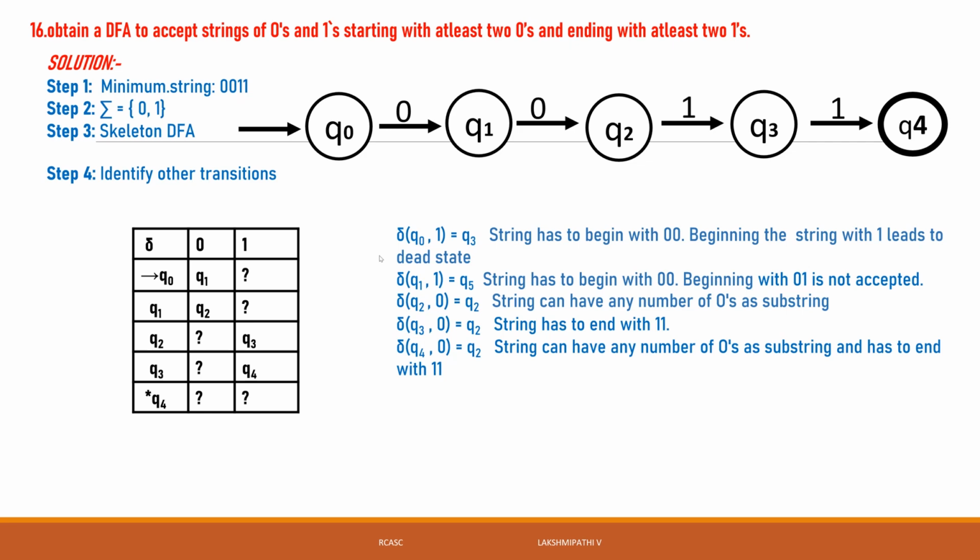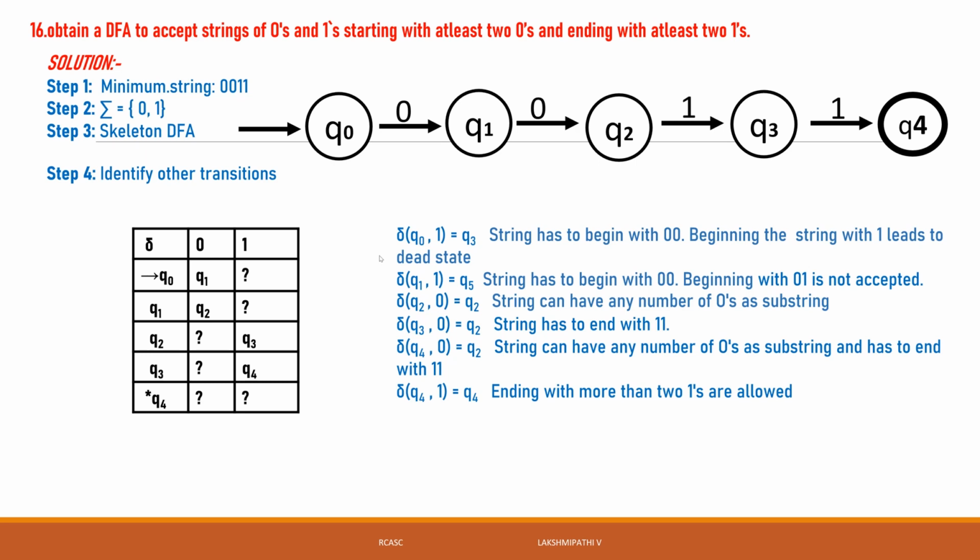Then the string has any number of zeros as a substring and ends with 1 1. Then Q4 of 1: at least two ones will be there at the end. Already two ones are there. If we have one more 1, it will be accepted. That is why Q4 of 1 is Q4, ending with more than two ones is also allowed. That is this DFA.